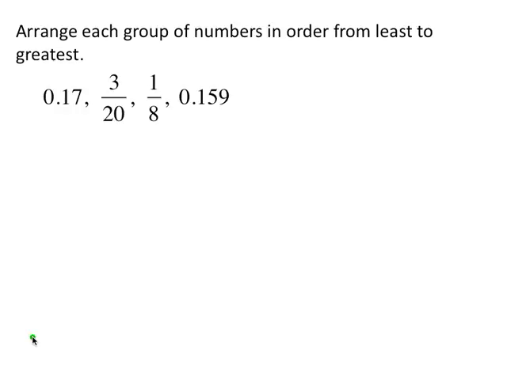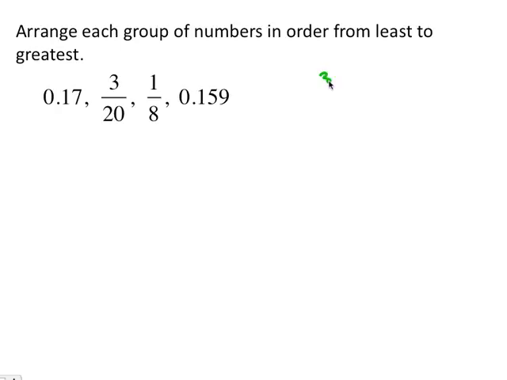So we need to arrange these numbers in order from least to greatest. And you see we've got decimals and fractions in there. Those are really hard to compare. We need them all to be the same, and they're easiest to compare if they're in decimal form. So we're going to change both of these fractions to decimals. You do that by dividing.